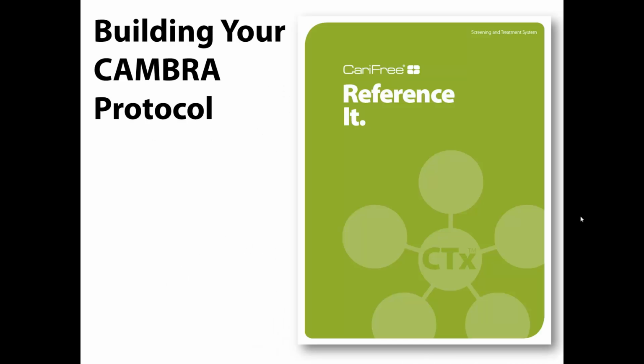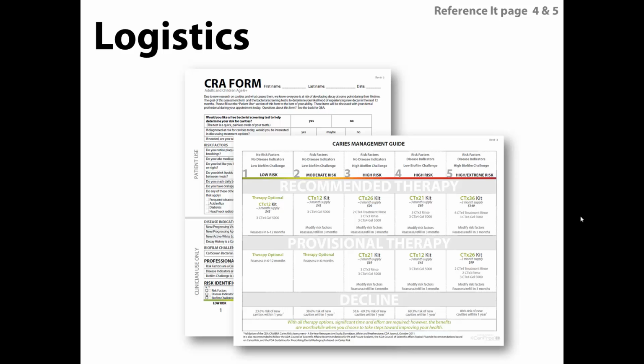Please locate your green Reference It booklet and grab a pen or pencil. We will be walking through this today, and by the end of this video, you will have a solid starting protocol in place. Your program includes two separate forms to use as your roadmap to take you and your patient from assessment to diagnosis and the recommendation of therapy. These forms can be seen on pages 4 and 5 of your Reference It booklet.